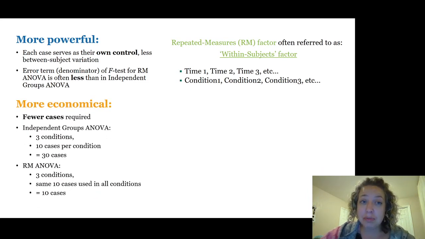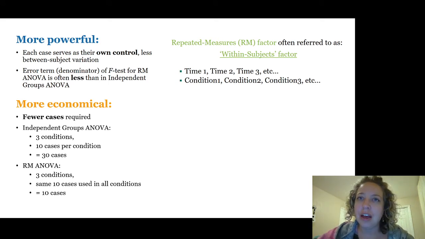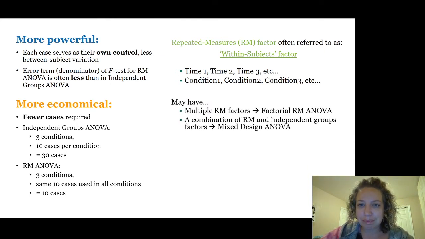It's more economical because of this increase in power, because we're able to factor out person-to-person differences. We need fewer subjects. If we were going to do a 3-group design in an independent groups ANOVA and we needed 10 people per group, we'd need 3 times 10, or 30 people. But if we can give each person all 3 conditions, then we only need 10 people and we get 3 measurements per person, and we still end up with a sample size of 30 observations, even though we only have 10 people. So the power is increased.